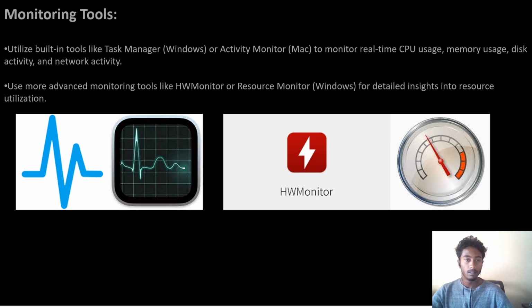So the left image shows the Task Manager for Windows, and the middle one is for Activity Monitor in Mac. The HWMonitor is an advanced monitoring tool, and the Resource Monitor for Windows is the foremost right one.